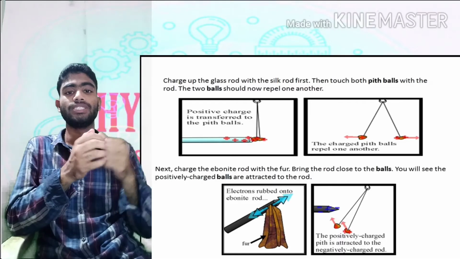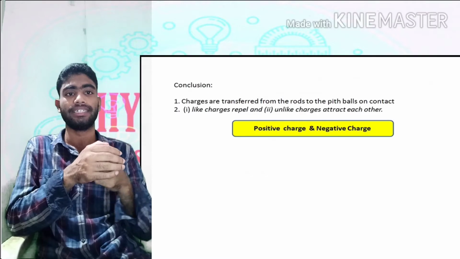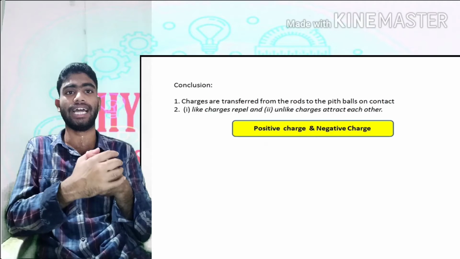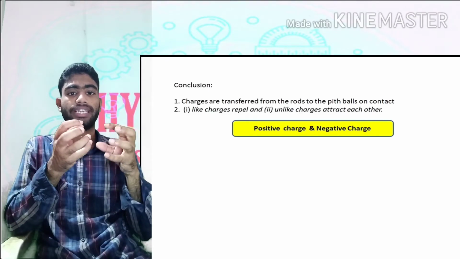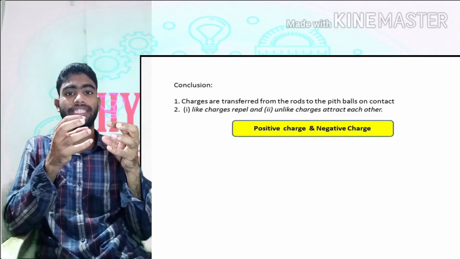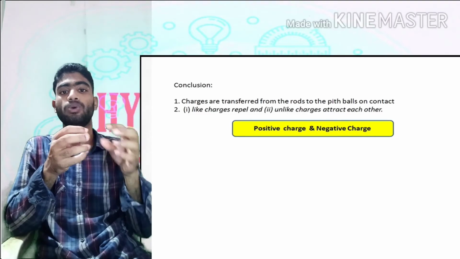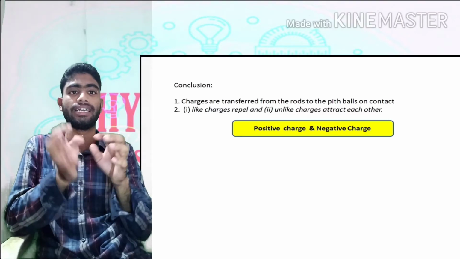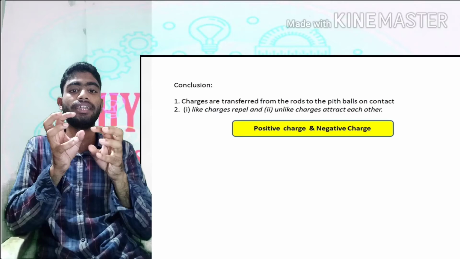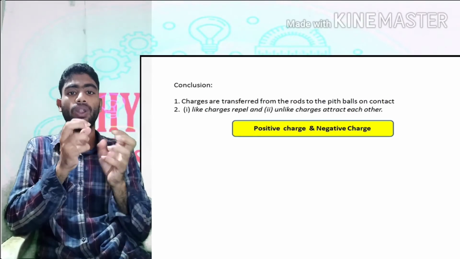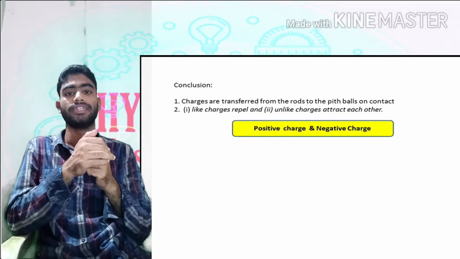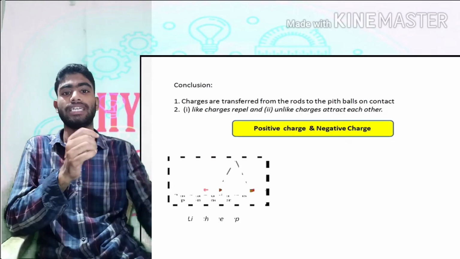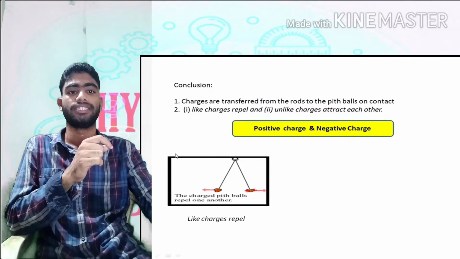So from these two experiments we concluded two things. One thing is that when you touch a charged body with an uncharged body, the charge gets transferred from the charged body to the uncharged body. Next, like charges repel each other, but unlike charges always attract each other. After all this, one was named positive charge and the other negative charge.